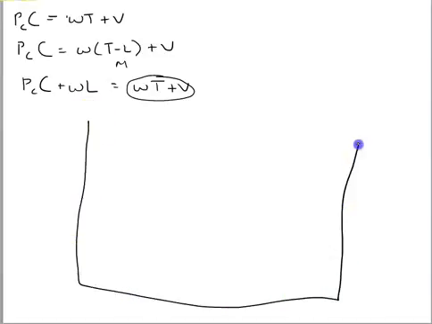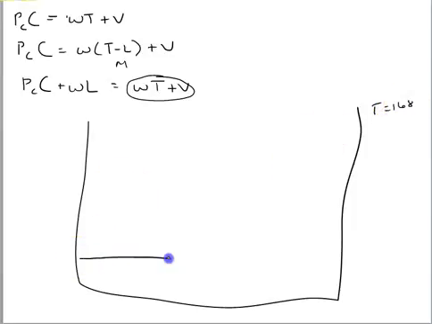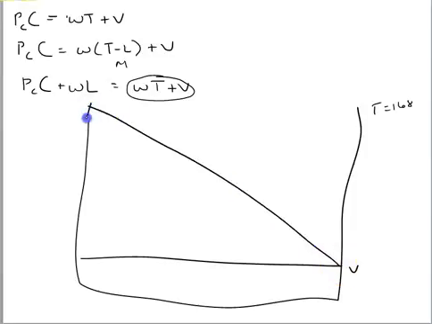So I wish I could do better at this. T equals 168. We have V. We measure goods, C. We measure time. And here for every hour you're earning W, so this maximum is WT plus V.